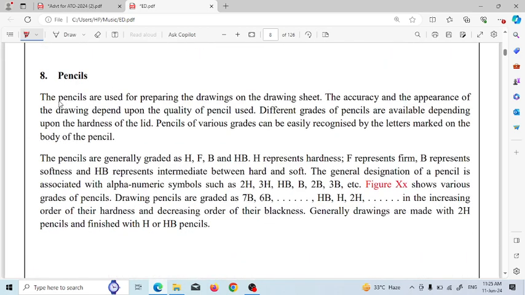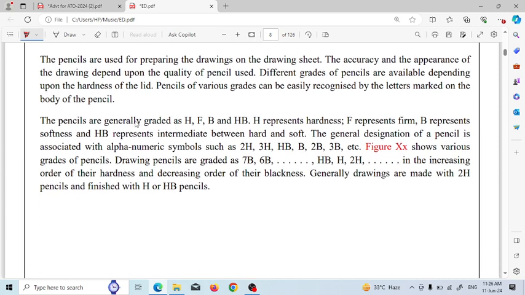Next drawing instrument is the pencil. Pencils are used for preparing the drawing on the drawing sheet. The accuracy and appearance of the drawing depend on the quality of the pencil used. Different grades of pencil are available depending on the hardness of the lead, and pencils of various grades can be easily recognized by the letter marked on the body of the pencil. Pencils are generally graded as H, F, B and HB. H represents hardness, F represents firm, B represents softness, and HB represents intermediate between hard and soft. The general designation of pencils is associated with alphanumerical symbols such as 2H, 3H, HB, B, 2B, 3B, etc.